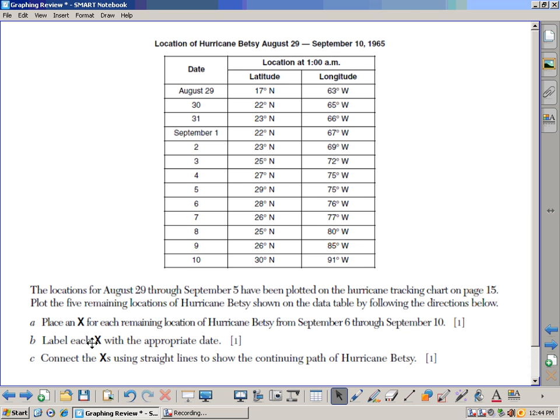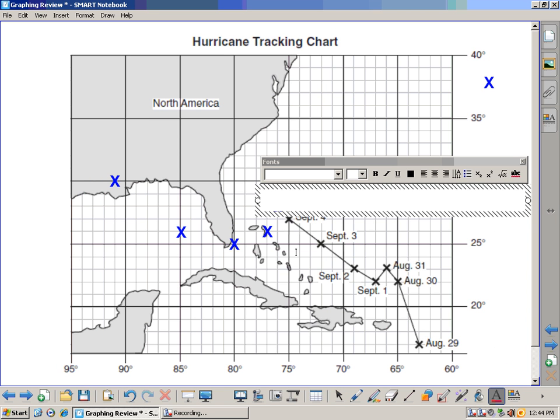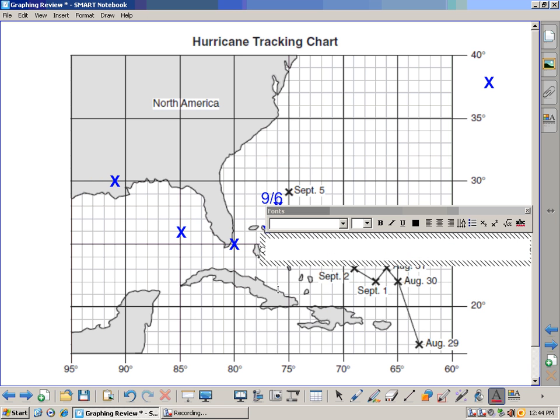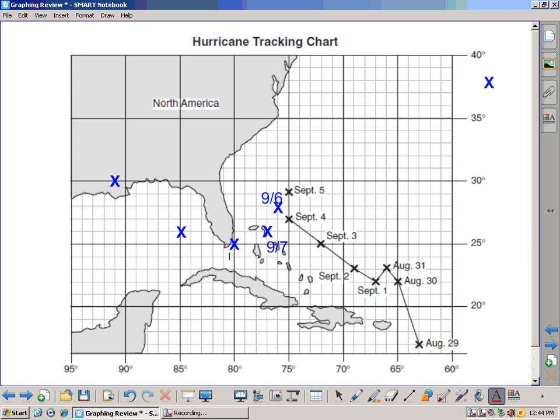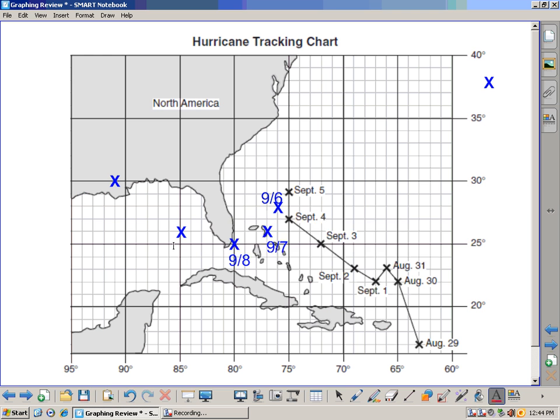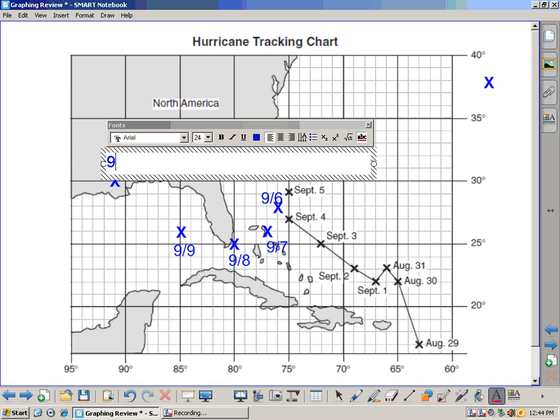The next instruction said to label the X's with the dates. So we would go through and label each of these. So this was September 6th, September 7th, September 8th, September 9th, September 10th.